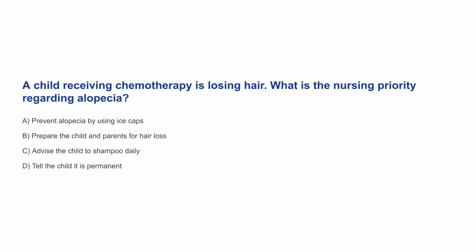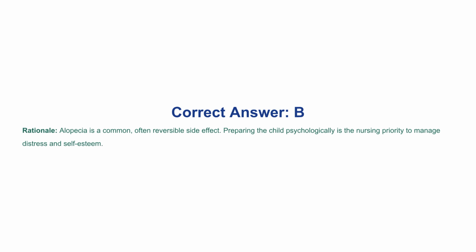A child receiving chemotherapy is losing hair. What is the nursing priority regarding alopecia? The correct answer is B. Alopecia is common and often reversible. Preparing the child psychologically is the nursing priority to manage distress and self-esteem.